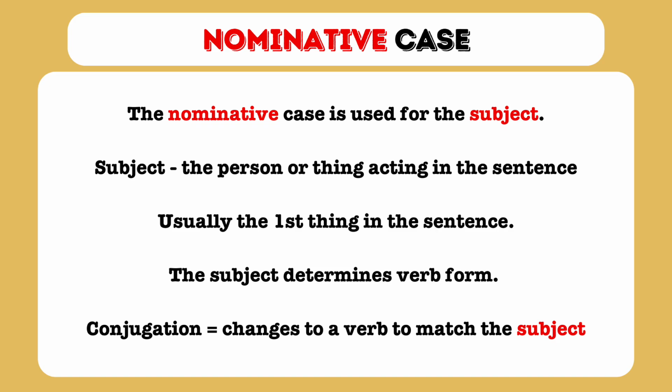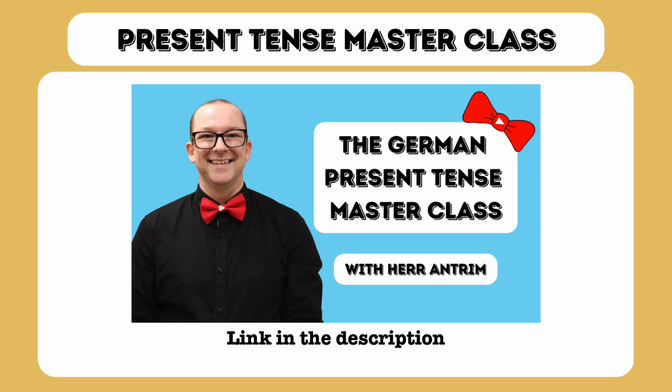This is the word or words that determines the conjugation of the verb. If you're wondering about conjugation of verbs, it basically is where the subject and the verb match each other. So instead of saying "I goes to the store," you have to say "I go" or "I am going to the store." If you want to learn more about that, I do have a masterclass about the present tense conjugation, which you can find linked in the description.